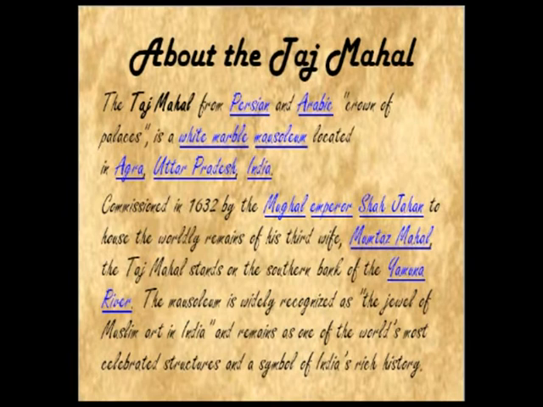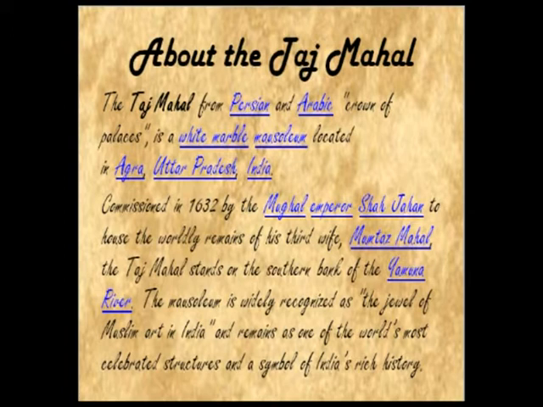The Taj Mahal, from Persian and Arabic crowns of palaces, is a white marble mausoleum located in Agra, Uttar Pradesh, India. Commissioned in 1632 by Mughal Emperor Shah Jahan to house the worldly remains of his third wife, Mumtaz Mahal, the Taj Mahal stands on the southern bank of Yamuna River.